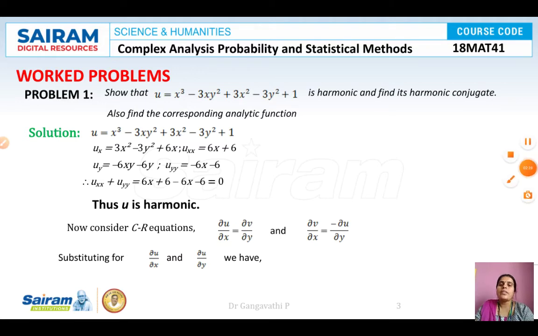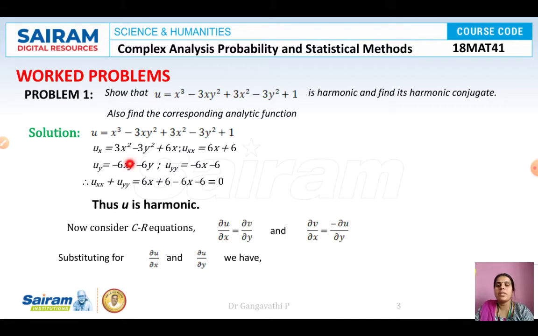Let us see the example. The first problem: show that the given function u, which is x cube minus 3xy square plus 3x square minus 3y square plus 1, is harmonic, and find its harmonic conjugate. This is the problem given. So let us go according to the working rule. u has been given, so find ux and uy first. The question continues here, and also find the corresponding analytic function.